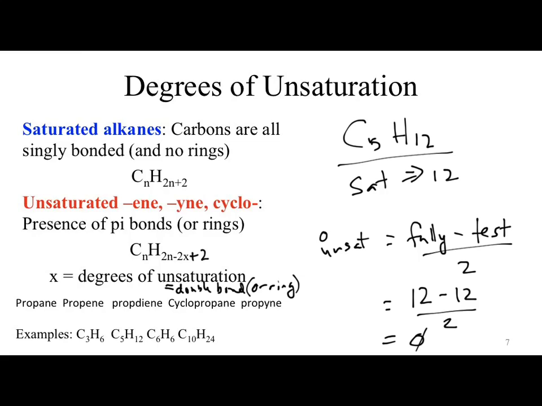So if you're trying to find the degrees of unsaturation within a compound, evaluate how many hydrogens would be there if it was fully saturated. Once you've got that number, minus how many hydrogens are in your formula, divide the whole thing by 2, and you've got your degrees of unsaturation. Make sense? Okay. So let's go ahead and move on unless we have questions.